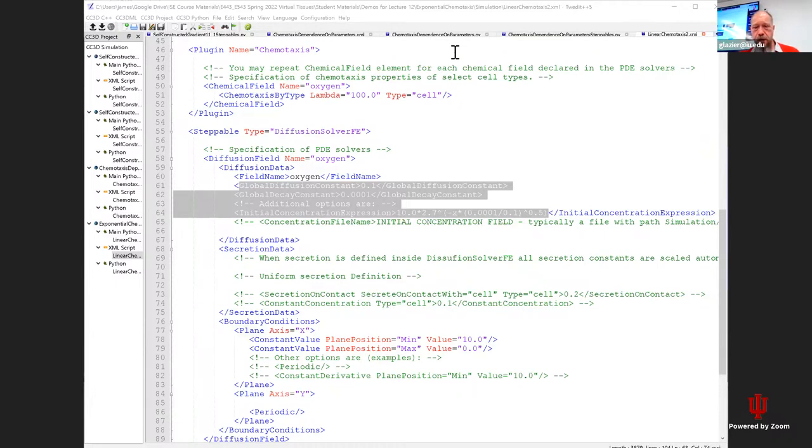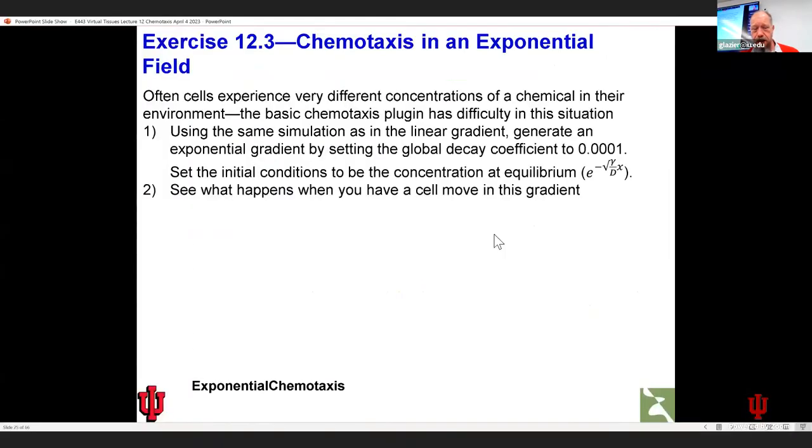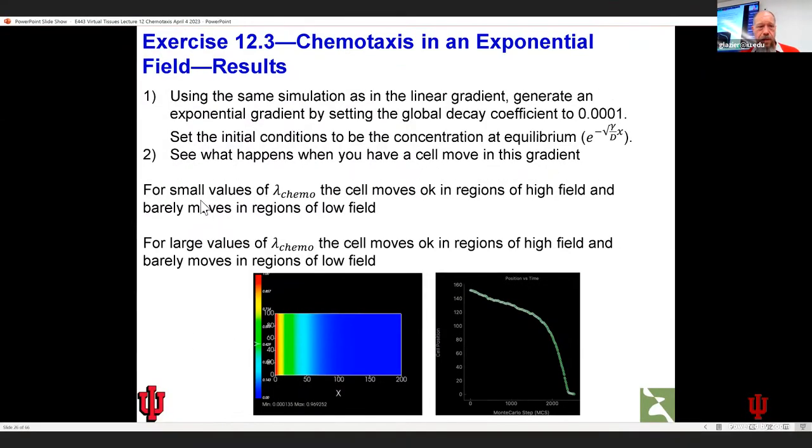So now, what you should see, I hope, is something that looks like this. You see the chemical concentration is high in the left and basically very small on the right. When the cell is to the right, it moves very slowly and then it accelerates and then bumps into the wall.